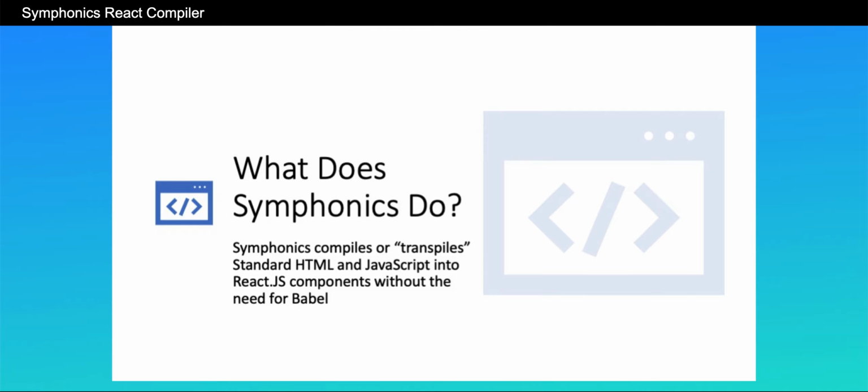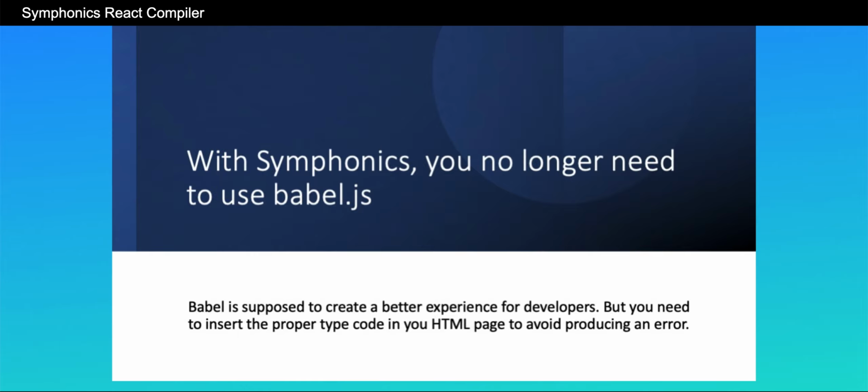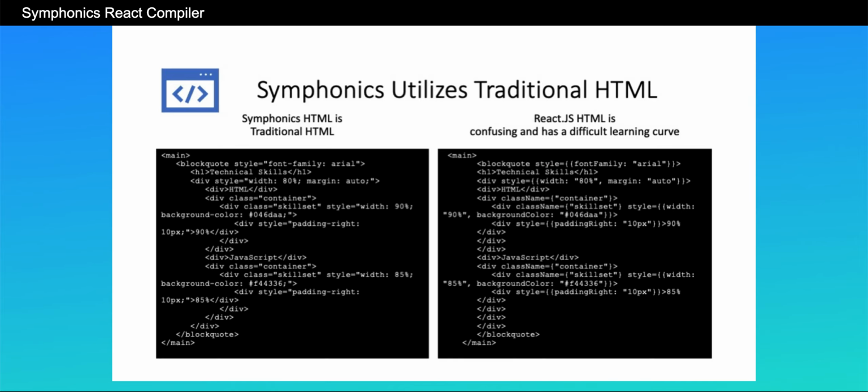What does it do? It compiles, or transpiles as they call it, standard HTML and JavaScript into react.js components without the need for Babel. Well, why is Babel bad? It's not necessarily bad, but the problem is that it's a layer of complexity that you don't need. And of course, because it's a layer of complexity you don't need, we don't need it. So Babel is out the door with Symphonics.